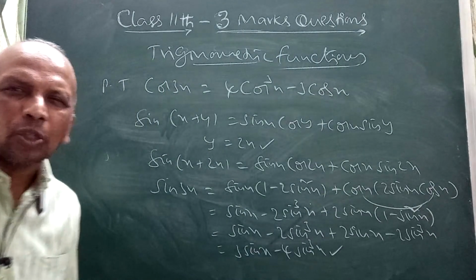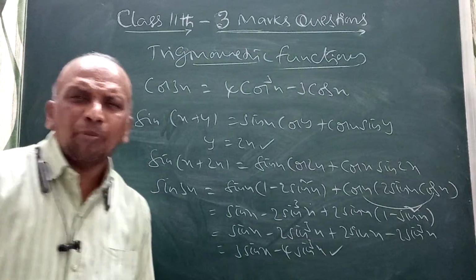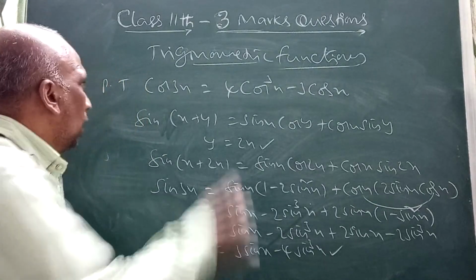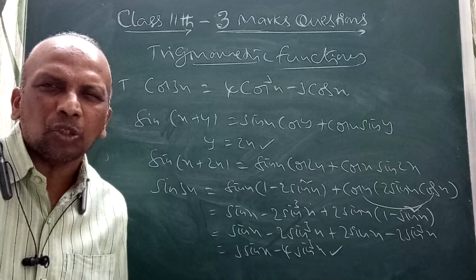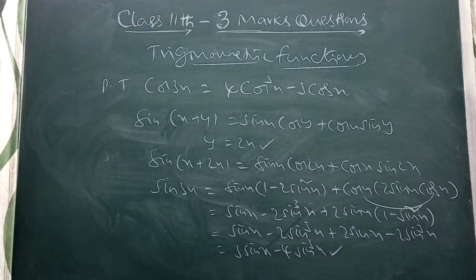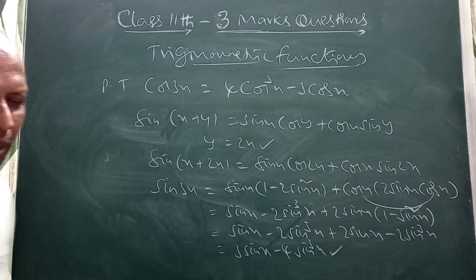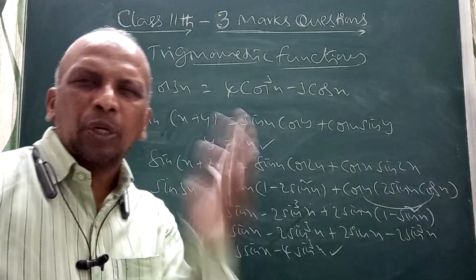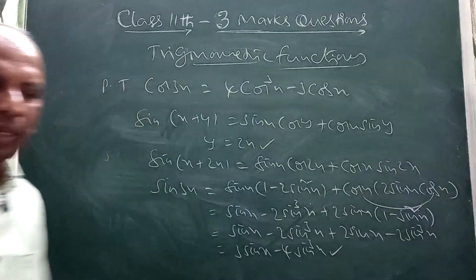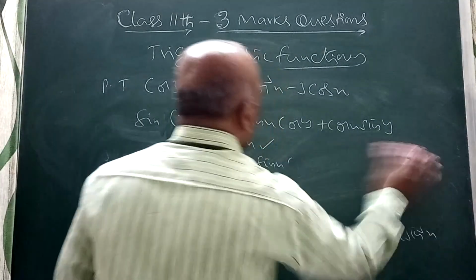Cos 3x equals 4 cos cube x minus 3 cos x. If you refer to the previous papers, they always ask whether sin 3x or cos 3x, cos 2x, sin 2x. You can verify how to prove this cos 3x. I will explain cos 3x; tan 3x you can do yourself. You can practice tan 3x. So you can think the same thing.